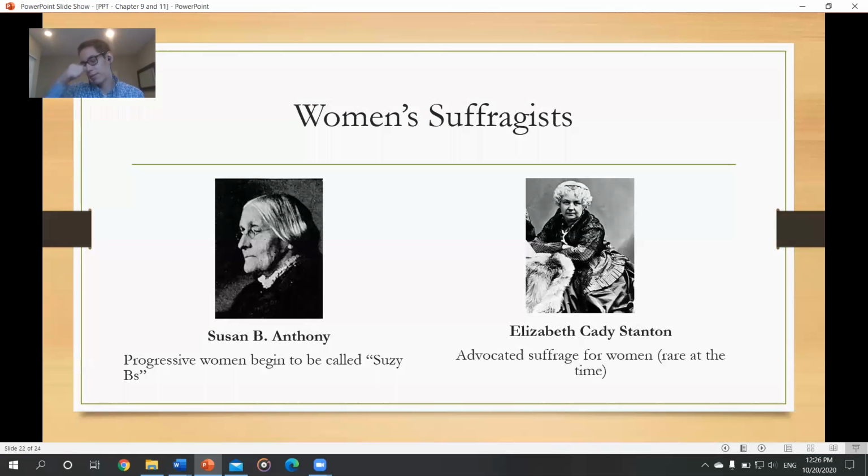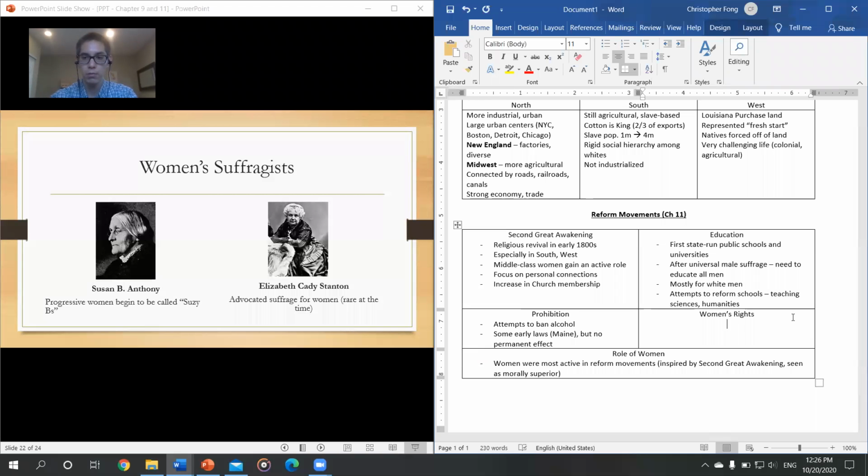And so we see some of the earlier efforts to get the vote for women. You might remember Mary Wollstonecraft, who wrote in England in 1793, Vindication of the Rights of Women, arguing that women should have the vote as well. Susan B. Anthony and Elizabeth Cady Stanton continued that fight for women's rights in the United States. Again, fighting for the vote for women, women's suffrage.